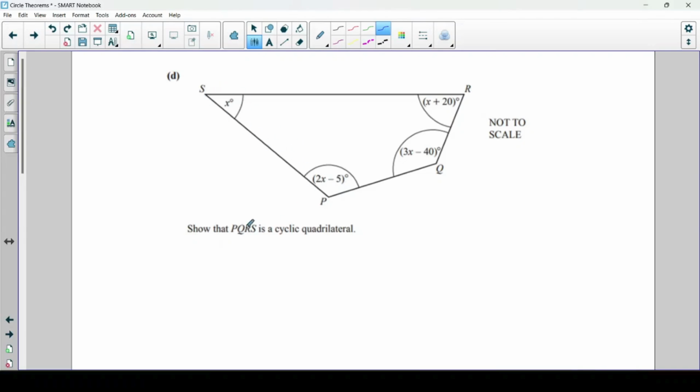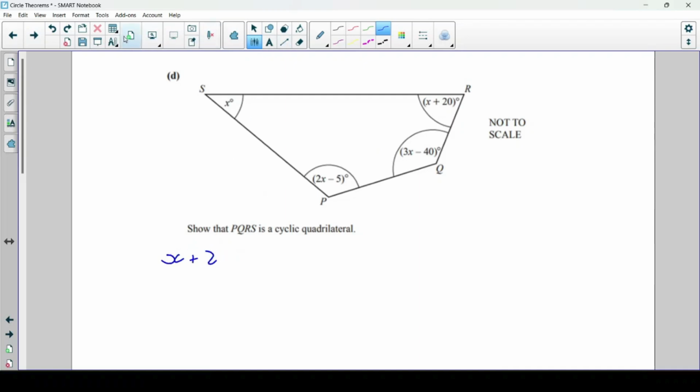In this question, we're asked to show that this is a cyclic quadrilateral. So to do that, we want to show that these two angles add up to 180, and these two angles add up to 180. To do that, we're going to start with one of the pairs, find out what x is using that pair, and then check that it works in the other pair of angles. I'm going to pick this pair randomly. You could pick the other pair, it would work just as well. So let's do those two angles.